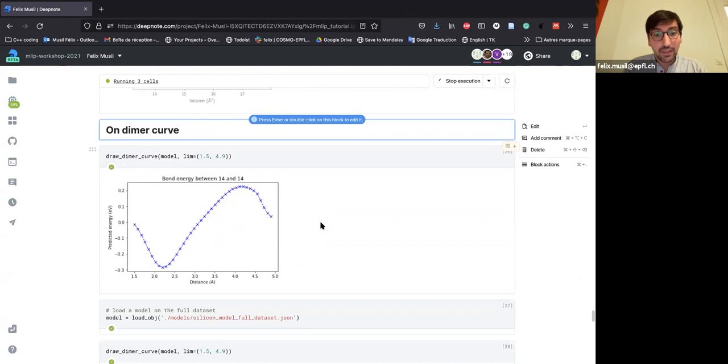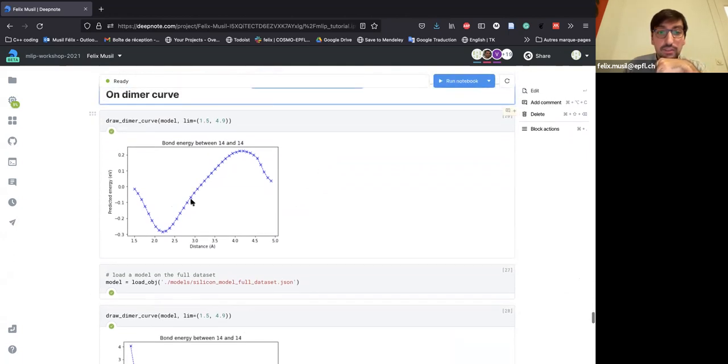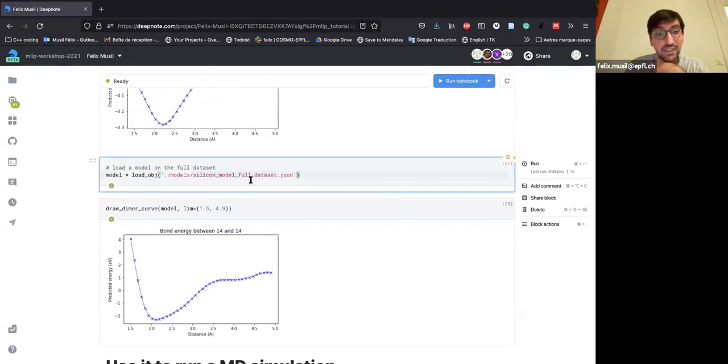That's one thing. Maybe the last thing I wanted to mention, before we go to the questions, is that this is a dimer curve. So there is no magic with this machine learning potential. The main focus should always be on the data that one uses. In the case where one uses only the diamond phase to train a model, this is the dimer curve for two silicon atoms that we pull apart, and that's the energy predicted by the model. In this case, it's definitely not very physical. The reason for that is that all of our references for the diamond phase correspond to this particular well. So we don't have any data either on the left or on the right, which is why we end up with this curve.